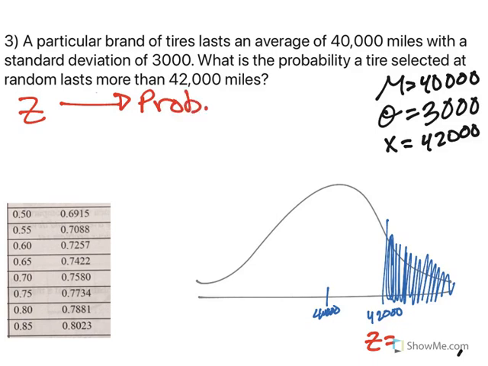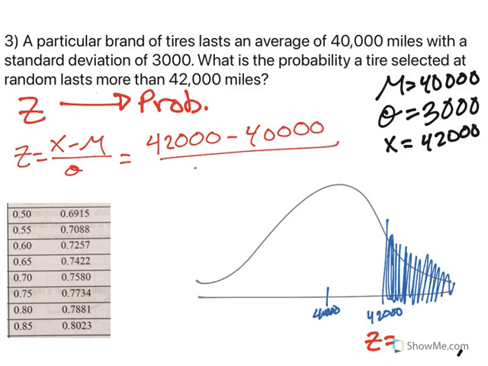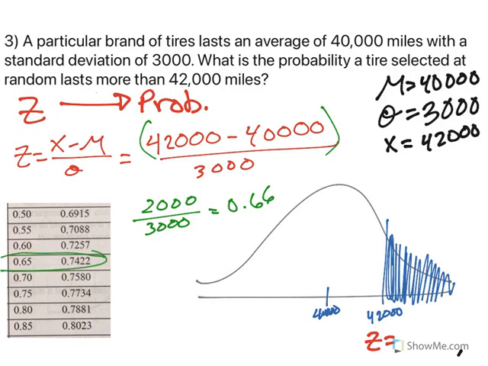How do I find my z-score? Z equals value minus the mean over the standard deviation. So 42,000 minus 40,000 divided by 3,000. We do our numerator first. 42,000 minus 40,000 is 2,000. 2,000 divided by 3,000 gives me 0.666, and it keeps going.